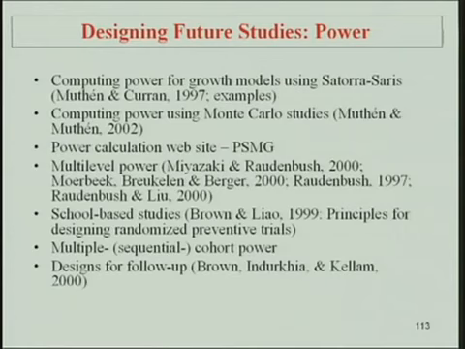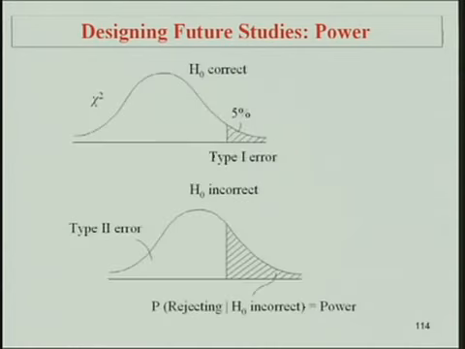Multilevel power, multilevel growth modeling being a case of multilevel studies, has been described by Miyazaki and Raudenbush and by all of these people. School-based studies, principles for designing randomized preventive trials, Brown and Liao, Journal of Community Psychology, discusses the benefits of randomizing on the group level or on the individual level. One can consider power for multiple sequential cohort studies, and designs for follow-up. So a lot to be learned in the power area.